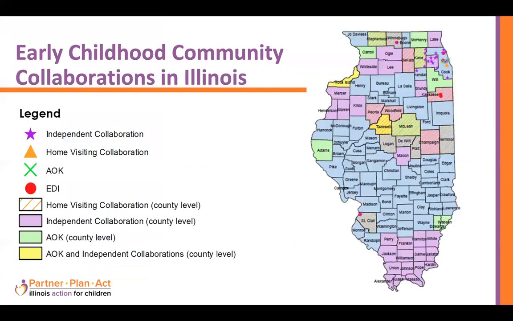At this time, I'm going to ask you to pause the training and take a moment to look over the map of early childhood community collaborations in Illinois. There are currently over 50 existing early childhood collaborations, and this is a map from 2020, and it is currently being updated.